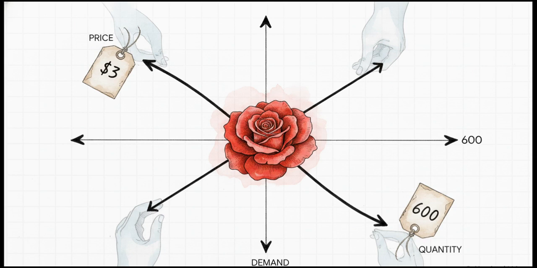Consumers are willing to buy exactly 600 roses at $3, and producers are willing to supply exactly 600 roses for that same $3. That is Adam Smith's invisible hand right there at work.